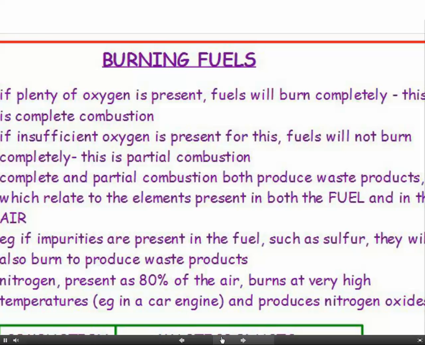Now, complete and partial combustion both produce waste products which relate to the elements present in both the fuel and in the air. For example, if impurities are present in the fuel, such as sulfur, then they will also burn to produce waste products. And what about in the air? Well, nitrogen is present as 80% of the air, and it does burn at very high temperatures, for example those found in a car engine, and in this case it will produce nitrogen oxides.